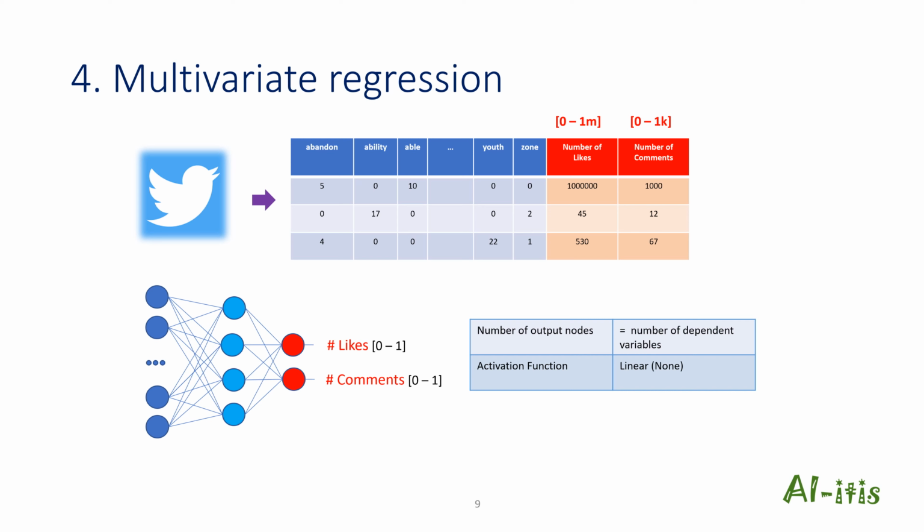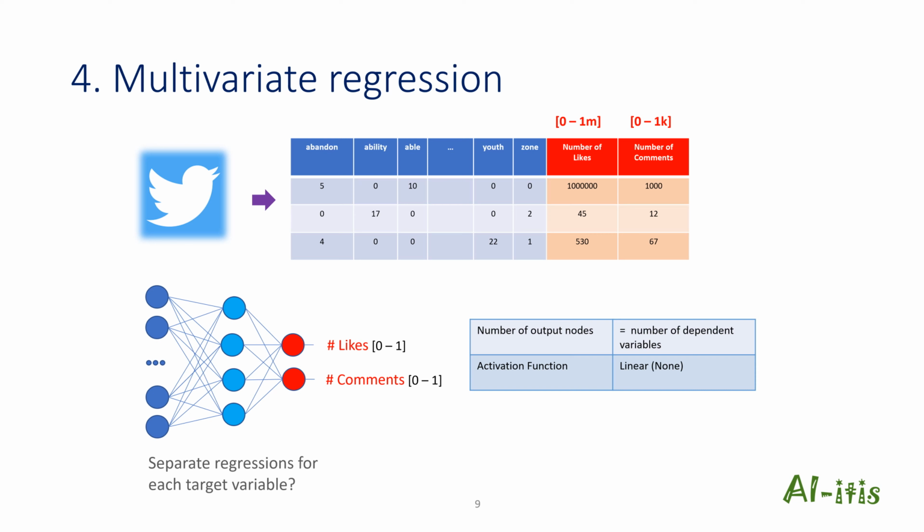Otherwise, if we do not make the scale of our target variables the same, then our model will put most of its effort into learning the number of likes rather than learning to predict the number of comments. But by normalizing our target variables, both target variables will have equal importance to the model.